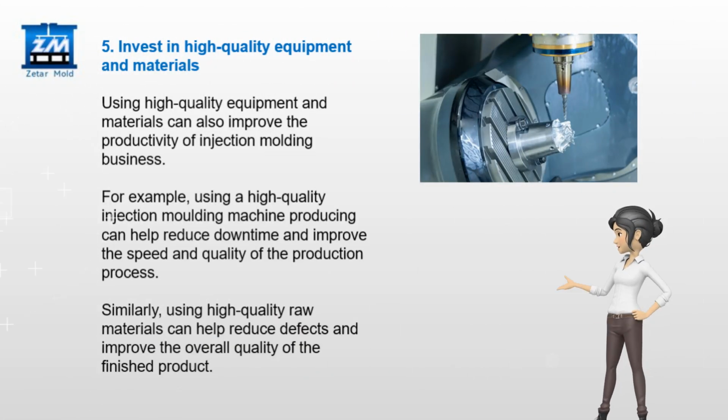Invest in high-quality equipment and materials. Using high-quality equipment and materials can also improve the productivity of an injection molding business. For example, using a high-quality injection molding machine can help reduce downtime and improve the speed and quality of the production process. Similarly, using high-quality raw materials can help reduce defects and improve the overall quality of the finished product.